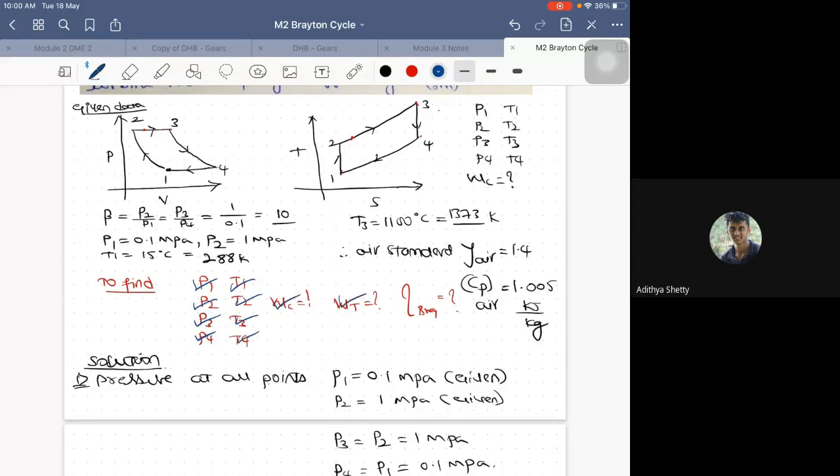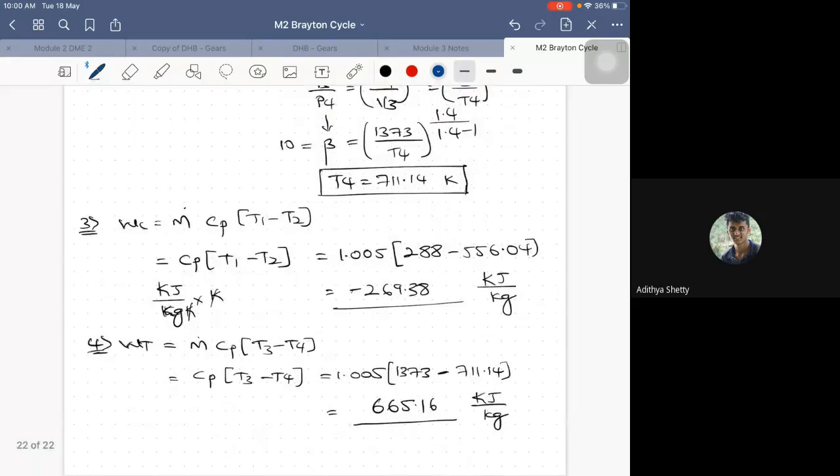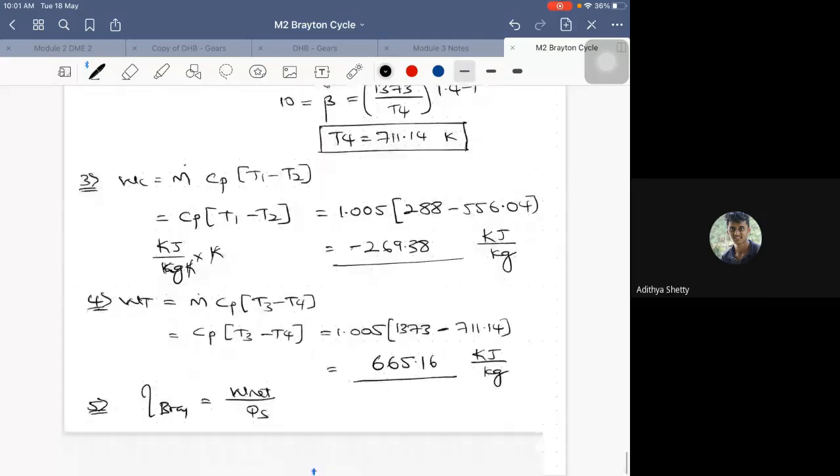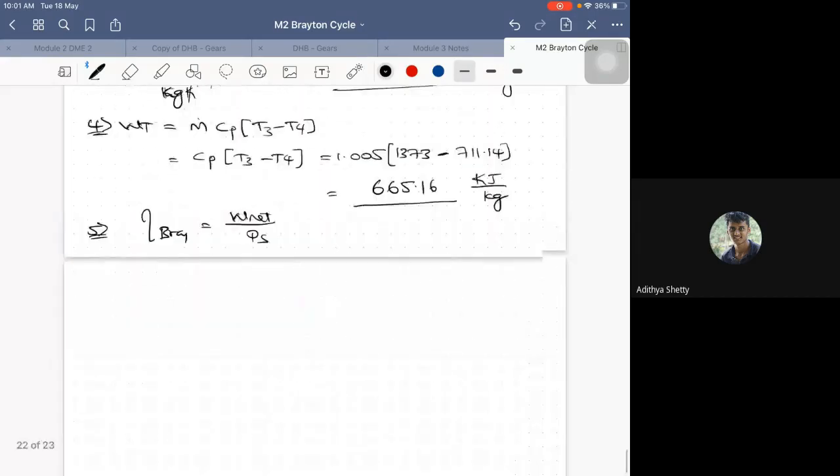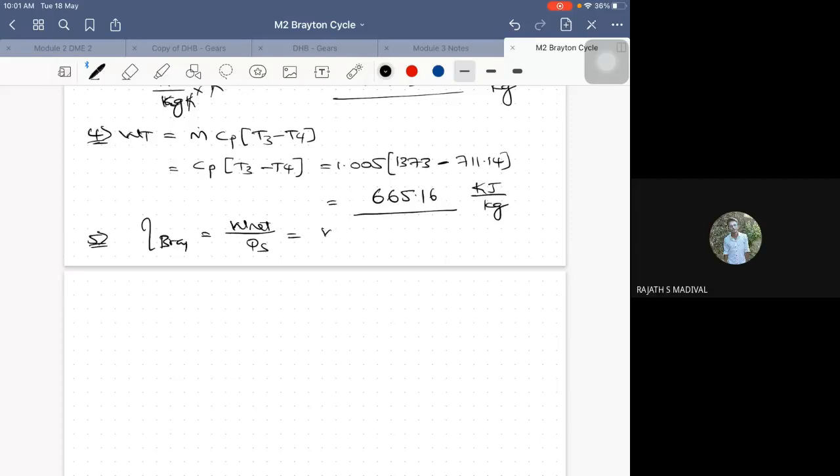Now, efficiency of the Brayton cycle. Fifth point. We shall finish it off very fast. Efficiency of the Brayton cycle is W net divided by heat supplied. Now, W net is nothing but WT plus WC, divided by QS.